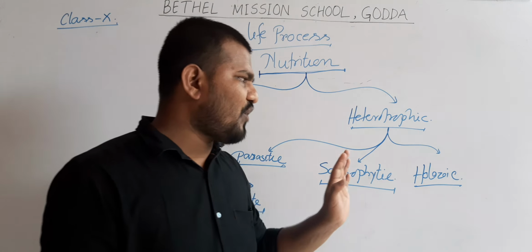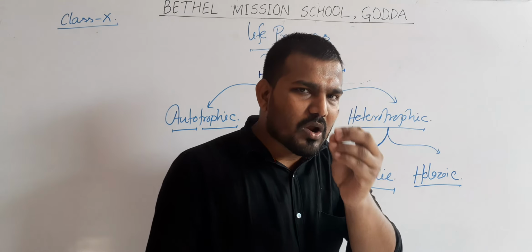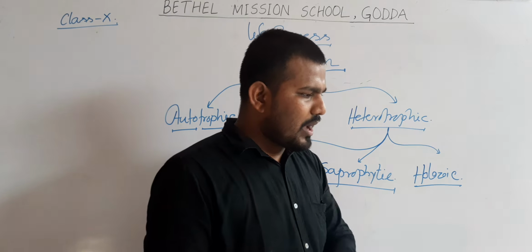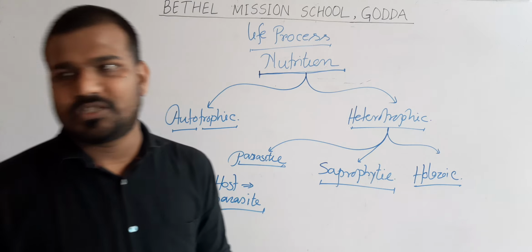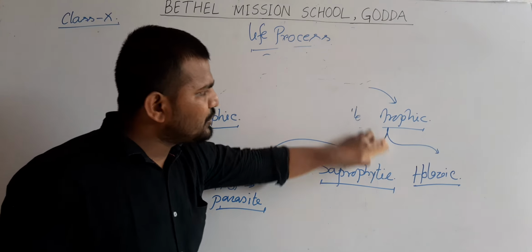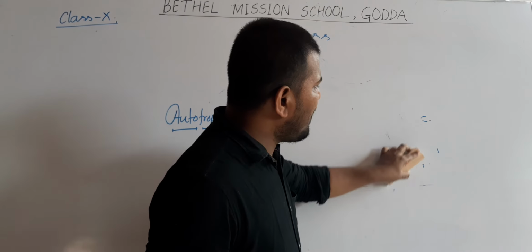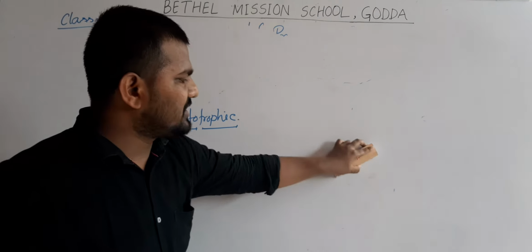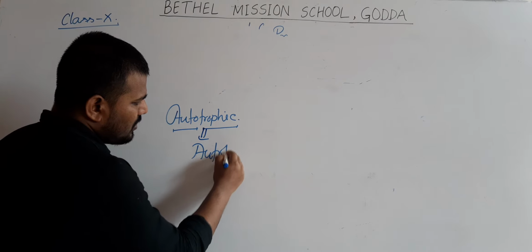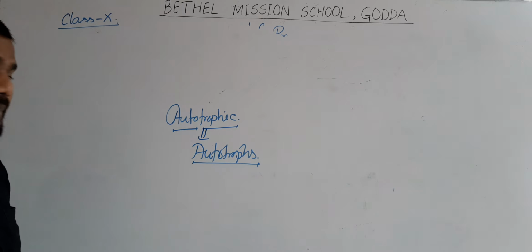The organisms performing holozoic nutrition are human beings, and in the case of a simple one, unicellular organisms like amoeba can perform holozoic nutrition. Now we are going to discuss autotrophic nutrition. Autotrophic nutrition means the producer's nutrition. The organisms performing autotrophic nutrition are termed autotrophs.